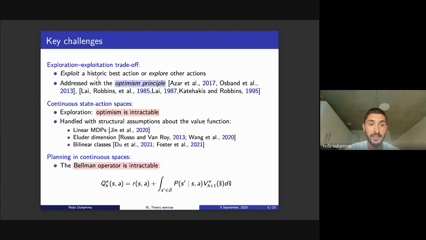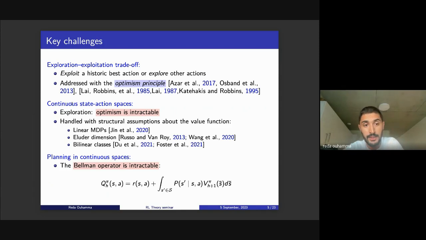So the key challenges: the first one is the very famous one of exploration-exploitation. I'm not going to talk in detail about this, since this is an RL seminar and I guess everyone is familiar with it. This is traditionally addressed with the optimism principle, and you can see multiple references on this for theoretical analysis as well as some experimental evidence.